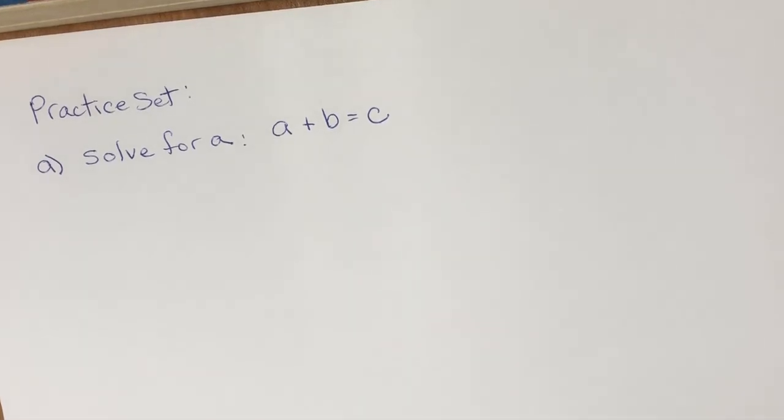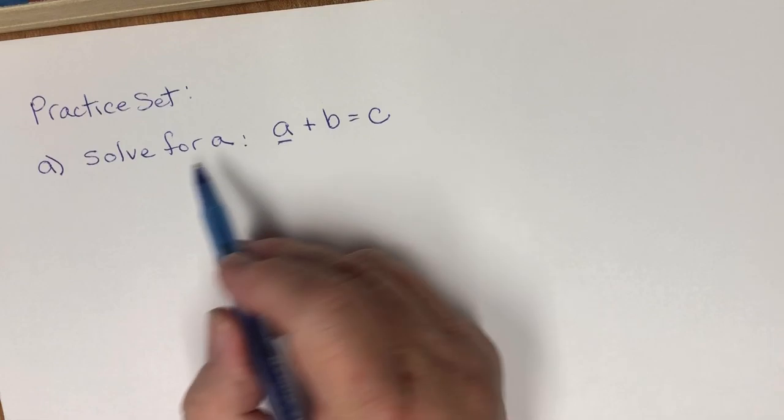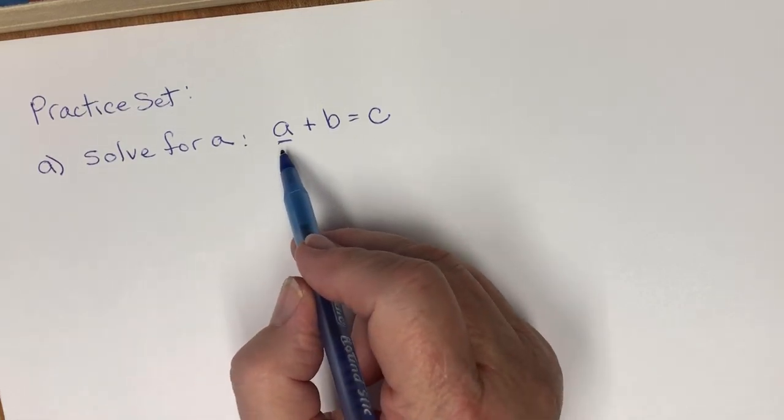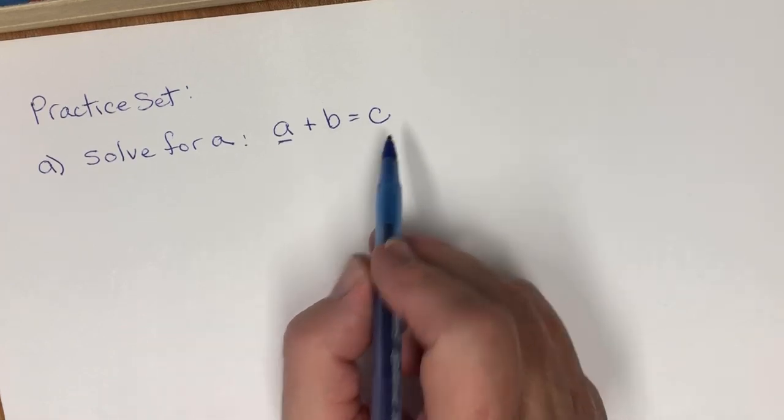Okay, here's our practice set that we're going to start. And the first problem tells us to solve for A. So here's our A. That means when you're solving for A, you want to isolate the A and get rid of everything else over to the other side of the equal sign.